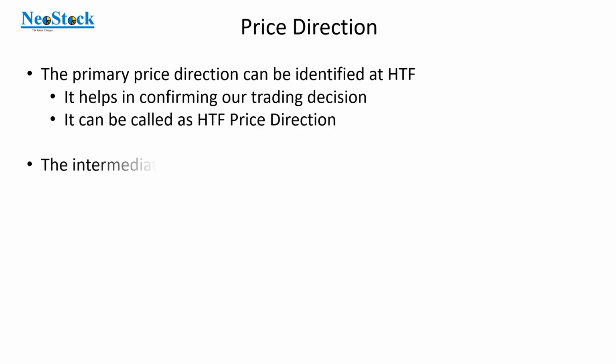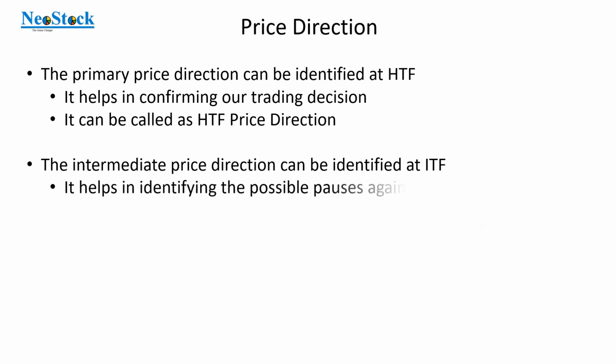And next point, the intermediate price direction can be identified at ITF price direction, intermediate time frame. So that is called as intermediate price direction. This is also called as secondary price direction. But let us use the word intermediate price direction. So it helps in identifying possible pauses against the HTF price direction.